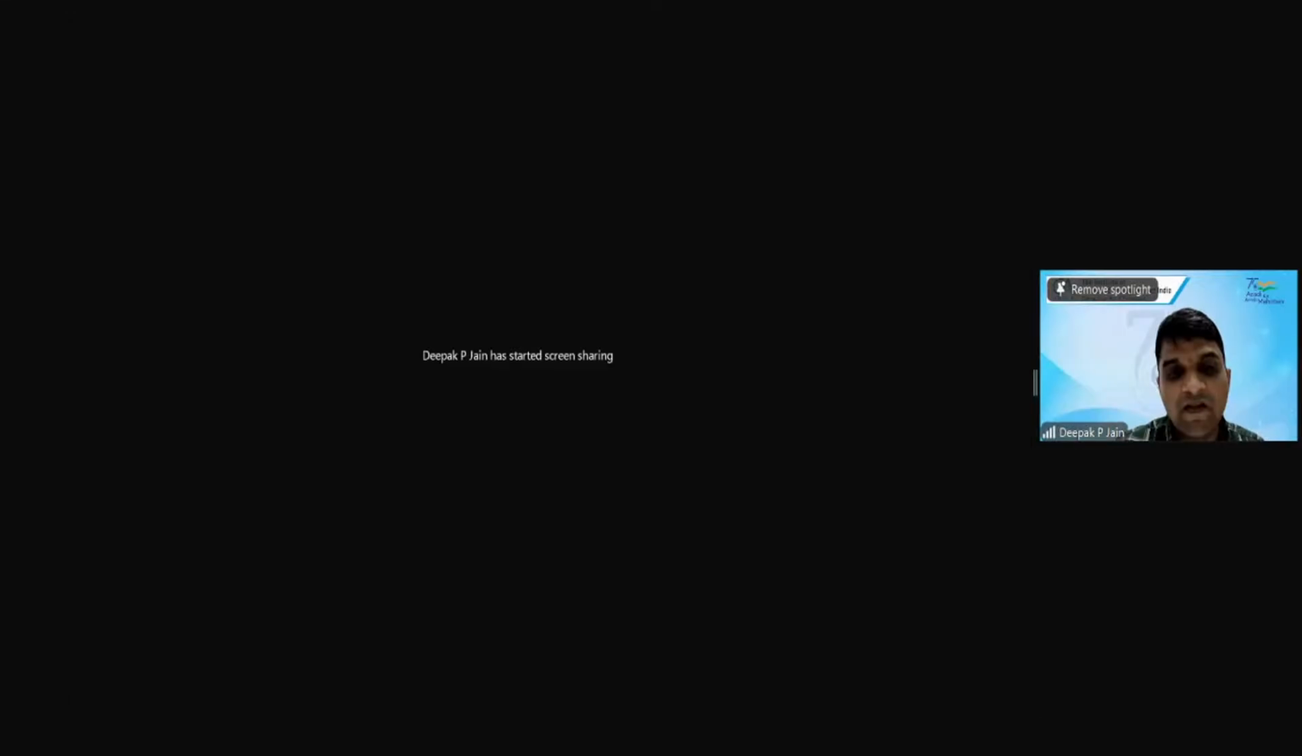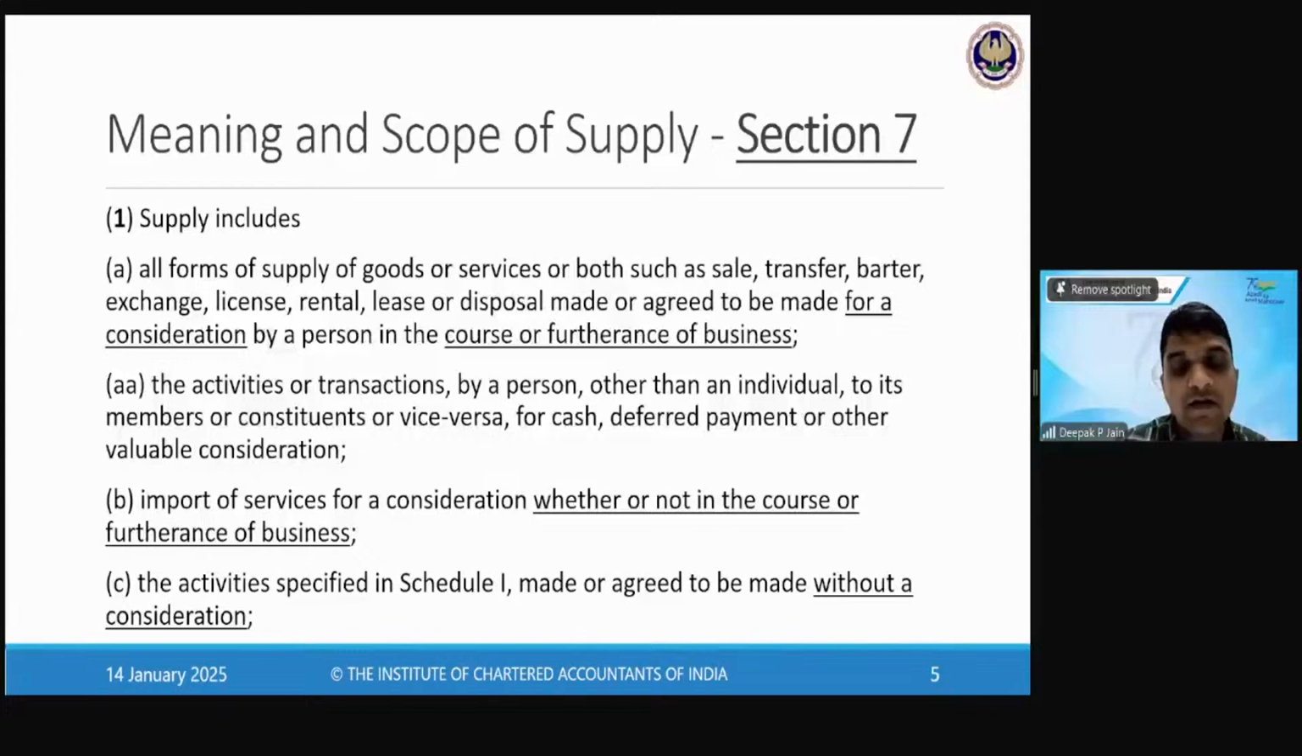Is the presentation visible on section 7? Okay. So section 7 says supply includes all forms of supply of goods or services or both such as sale, transfer, barter, exchange, license, rental, leasing, made or agreed to be made for a consideration by a person in the course or furtherance of business.